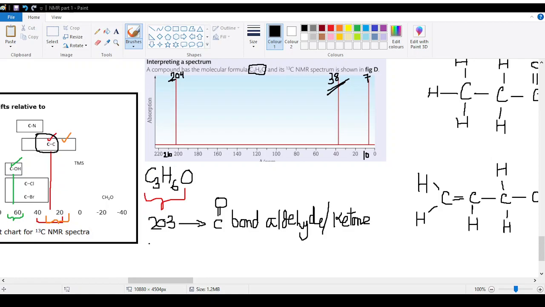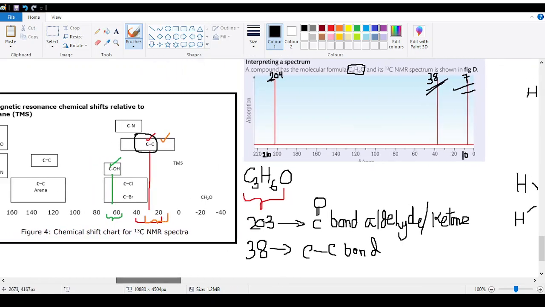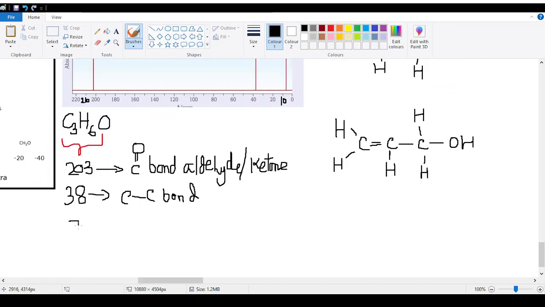So we can conclude that the value of 37 or 38, the chemical shift at 38, is responsible for the carbon carbon bond. Is that fine? Carbon carbon bond. And lastly, we have another peak at 7, right? 7 is almost here. The peak at 7 is also only possible for a carbon carbon bond, right? No other bonds are really available at 7. So the chemical shift at 7 is also due to the same carbon carbon single bond.